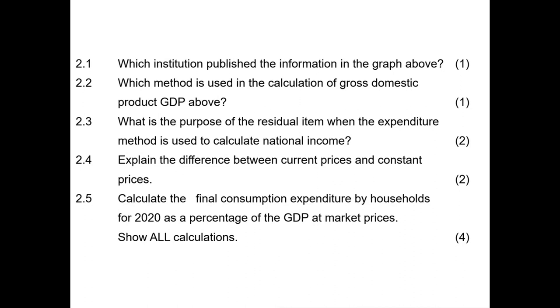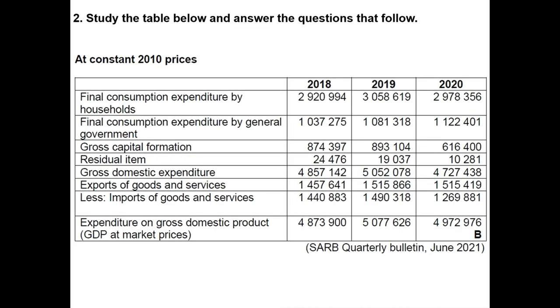The last question, question 2.5. So a bit of a calculation there for 4 marks. Calculate the final consumption expenditure by households for 2020 as a percentage of the GDP at market prices, and you are required to show all calculations. So basically what you need to calculate for us is, over here you had to use B, what is labeled B, this figure over here: 4,972,976 rands. So if we look at final consumption expenditure of households, this 2,978,356, as a percentage, what percentage does this represent of the total amount of B? And remember, if we were to calculate a percentage, we need to multiply by 100, divide by 1 to make a figure a percentage.